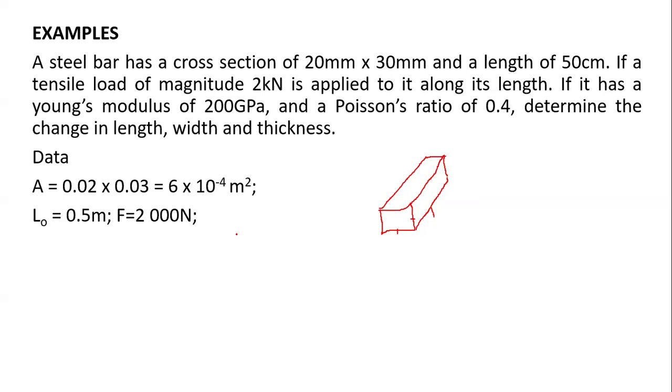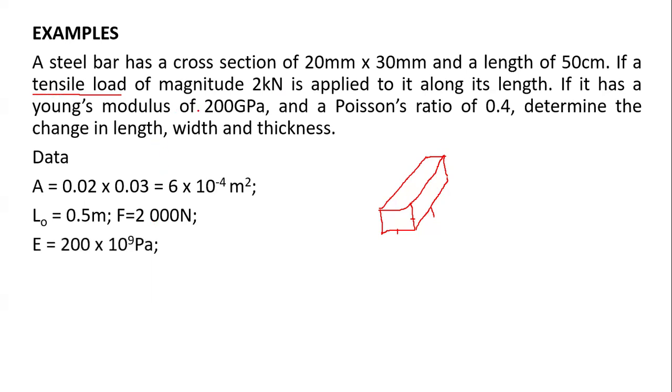Once you've done that, then you're ready now to just plug in the numbers. So our area, 0.02 by 0.03, we have 6 times 10 power negative 4, which is 0.0006 square meters. Original length, 0.5. Force is 2 kilonewtons. This is a tensile load. It's a pulling force, pulling the material apart. So it's positive. So F is 2,000 newtons because it's kilonewtons. So converting, that's what we have.